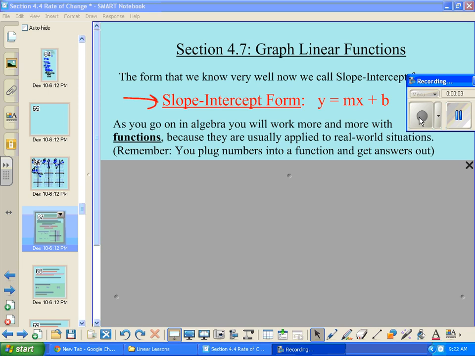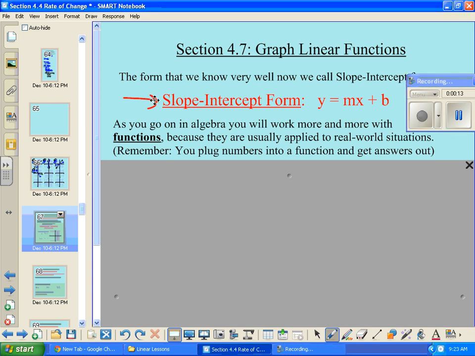Today's lesson is on section 4.7, graph linear functions. First thing we're going to talk about today, though, is just how we can work with functions and function notation. We've seen, first of all, this form very often lately.